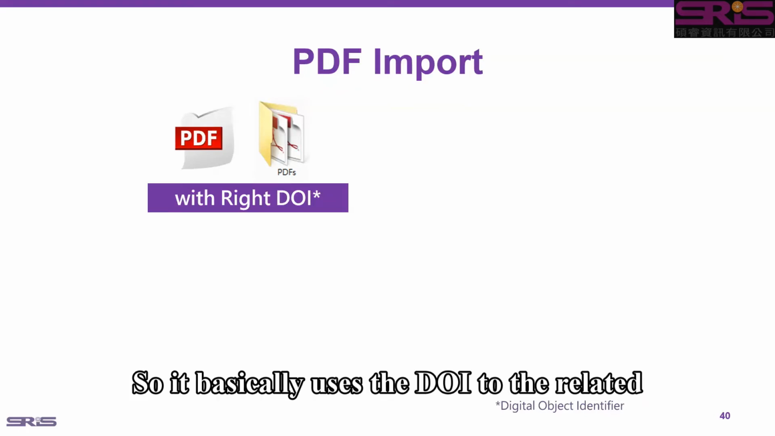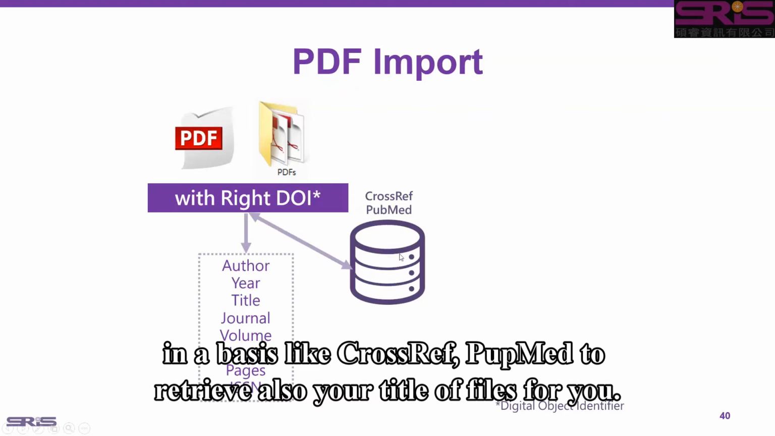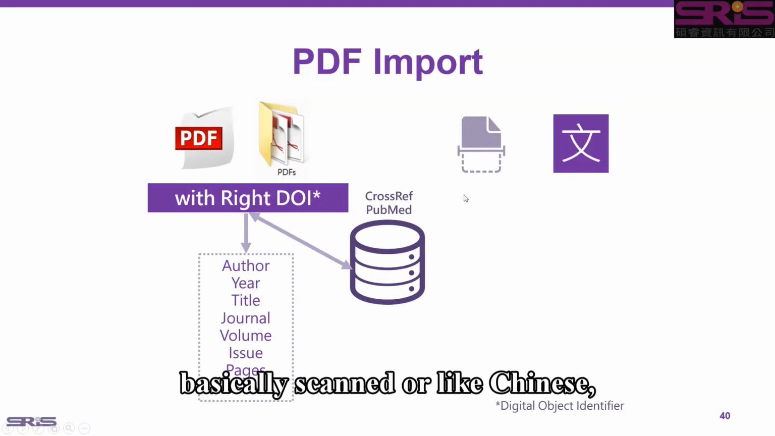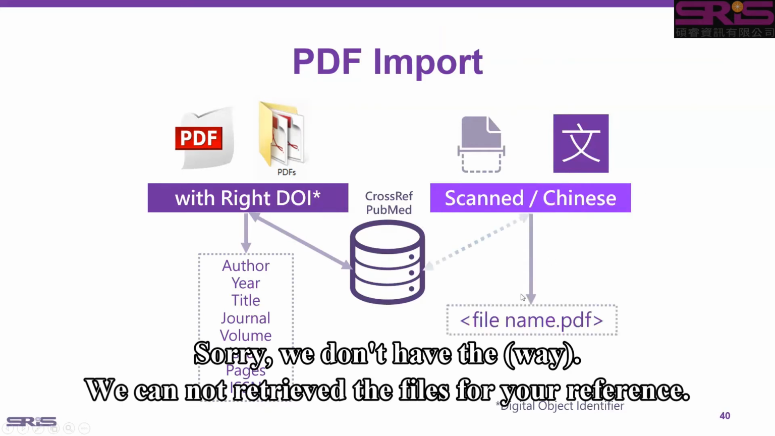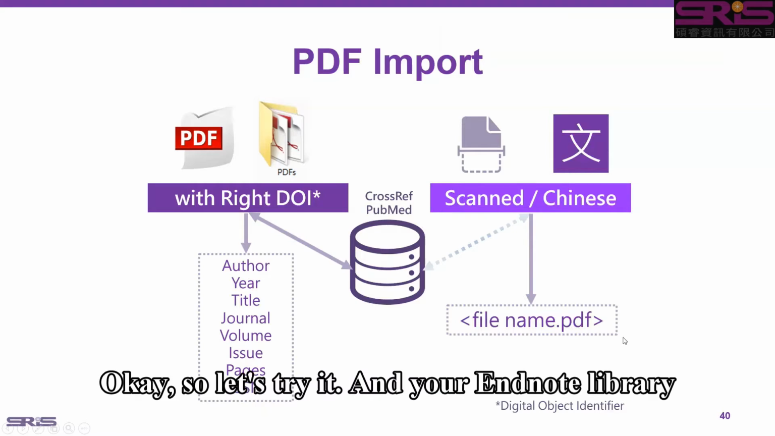Basically it uses the DOI with related databases like Crossref or PubMed to retrieve the author, year, title and other fields for you. But if your article is scanned or, for example, Chinese, sorry, we cannot retrieve the fields for your reference. We can only get the file name and PDF for you. Okay, so let's try it.